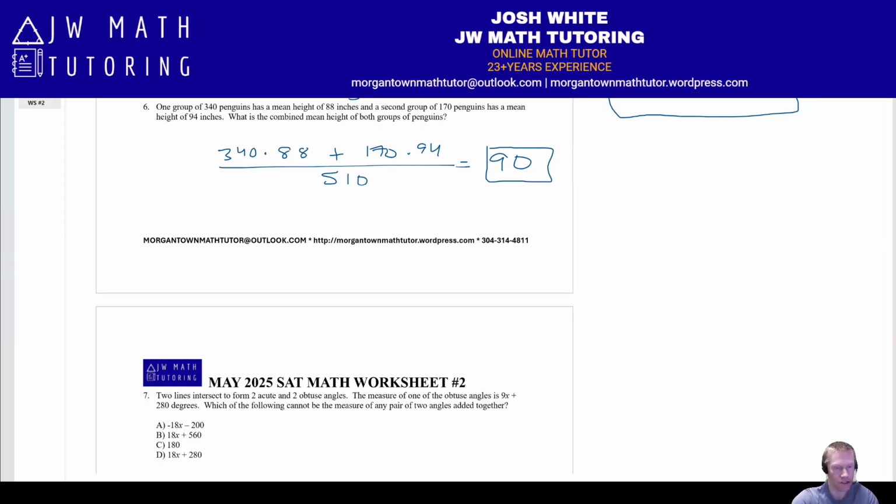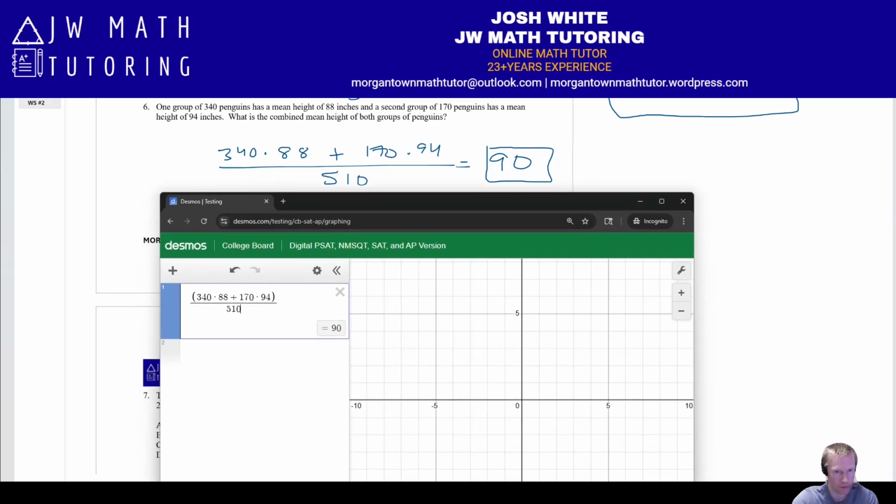Now, you could also do this entire thing in Desmos. You basically just put the data into a frequency table. I'll show you real quick what that would look like. The y column holds the frequency values, so that would be 340 and 170. And then the x column is your actual mean values or measurements, so the 88 and then the 94.